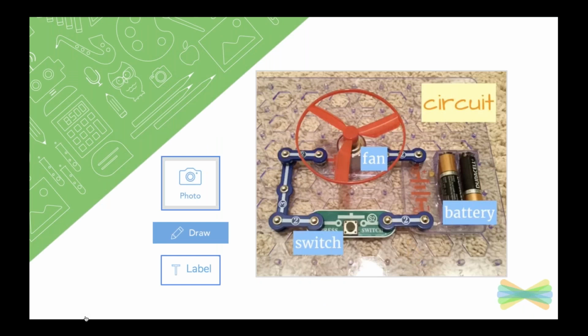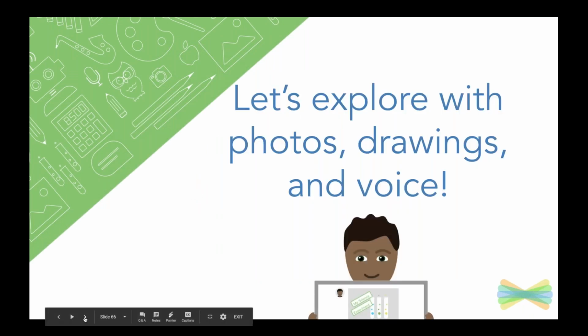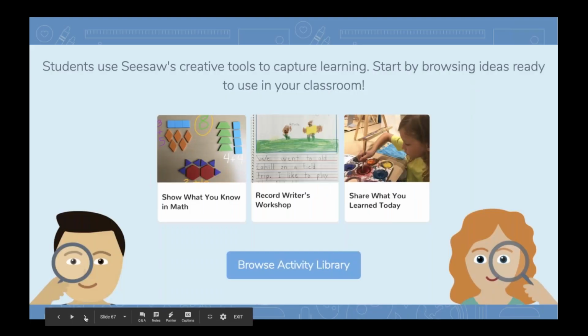Here's an example of a student that was working in a makerspace type project, and they've taken a photo. They have added labels to the top of it and also done some drawing. So we are going to actually explore a little bit with photos, drawing, and voice right now. And in order to do that, I'm actually going to show you a little bit about how you can find some of these activities that are ready for you to use right now in Seesaw.